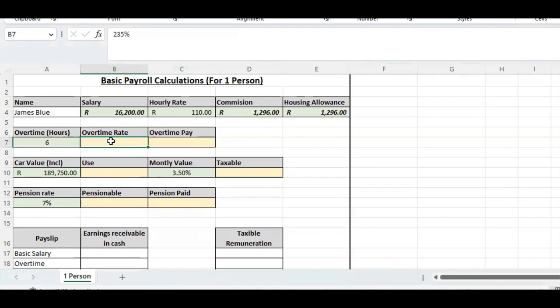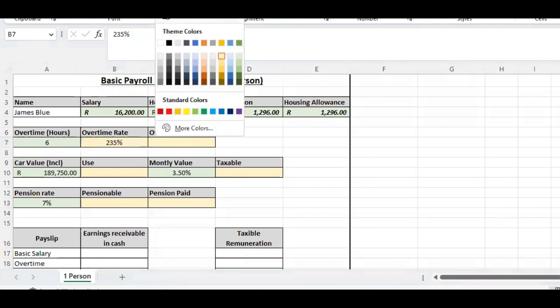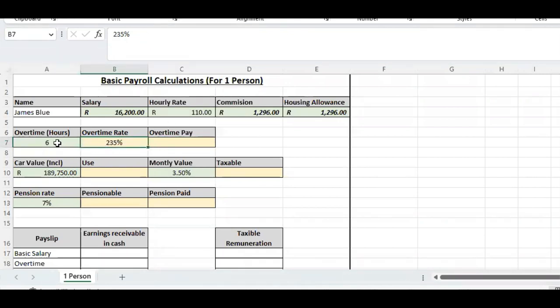So when we get to the overtime rate, the easiest way to say 110 plus 135% of 110 is just to multiply it immediately with 235%. It is the thing, which is 100%, plus 135% of the thing. That is how you get to 235. So let's just quickly fill that in. And now we can simply multiply the 6 with 235, and then we can see that his overtime pay is 1,551 Rand.